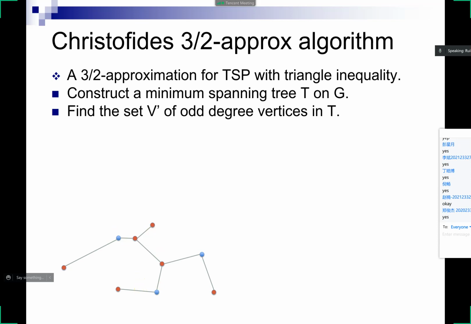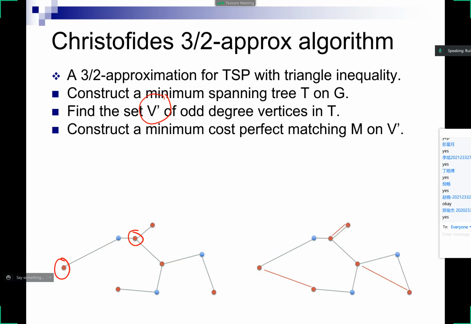Now in this MST, you might have some nodes with odd degree. For example, if you look at all of these red nodes, this red node over here has degree 1, this has degree 3, and so on. We're going to pick out all of the nodes with odd degree, and call that set of nodes V prime.